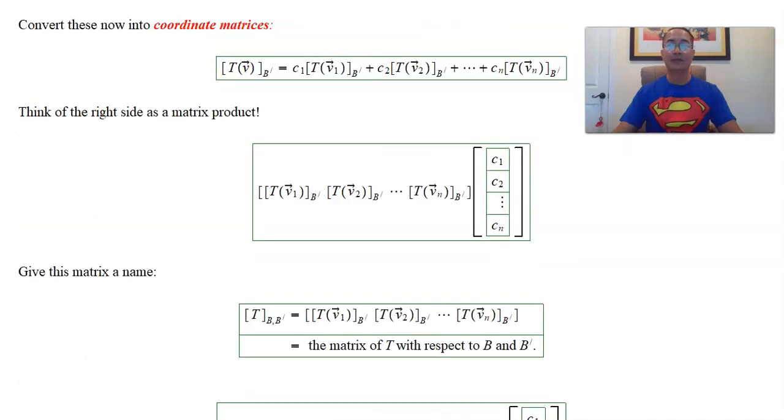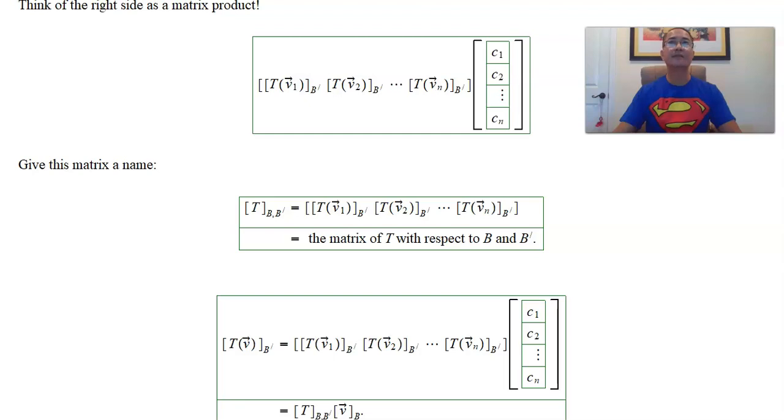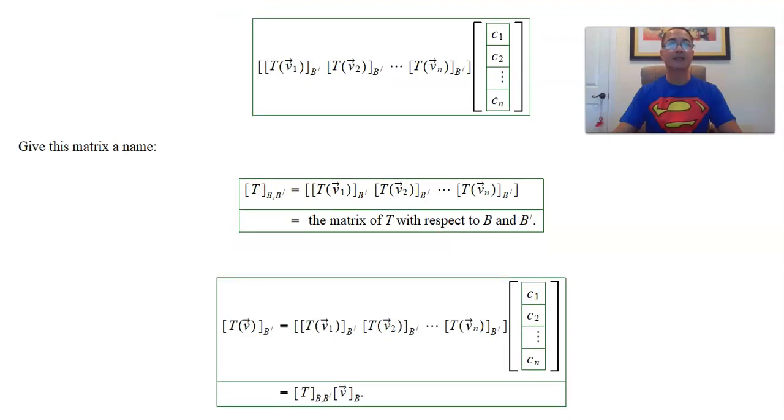We will, of course, give this matrix a name, and let me show you the rest. That matrix that we see on the right over here, we are going to call the matrix of T with respect to B and B prime. Those subscripts, B and B prime, appear under the letter T.